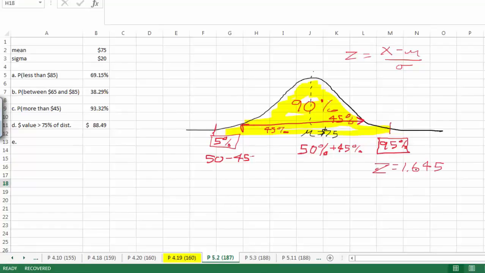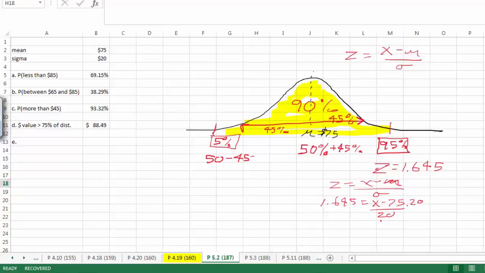Yeah, and that makes sense. Remember, we said it's not going to be quite 2 sigma. It's kind of close, but not quite 2 sigma to the right. And then I could use that. I could solve for Z. Remember, Z equals x minus mu over sigma. Well, that's going to be 1.645 equals x minus 75 over 20.